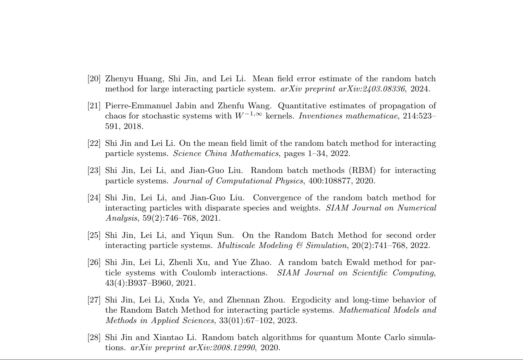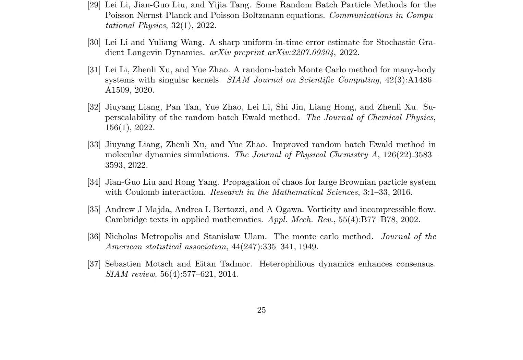The random batch method, RBM, is a stochastic approximation technique that has been successfully applied to various fields, including interacting particle systems, quantum Monte Carlo simulations, and molecular dynamics. It efficiently estimates the mean field limit for large interacting particle systems with Coulomb interactions, making it suitable for complex systems where traditional methods are computationally expensive or intractable. The paper delves into the convergence properties of the RBM, providing error estimates and discussing the propagation of chaos.